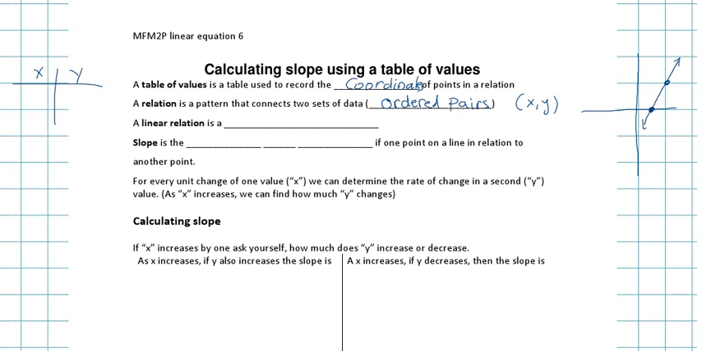In this case, we're talking about lines. It's the line that connects the points or the ordered pairs. Okay? You said coordinate. Coordinate means the value of x and y. Coordinates is the value of x and y.